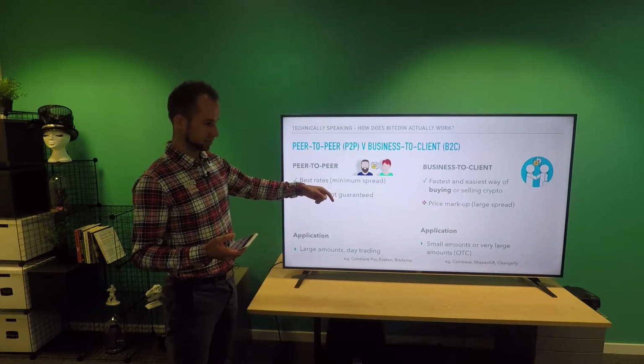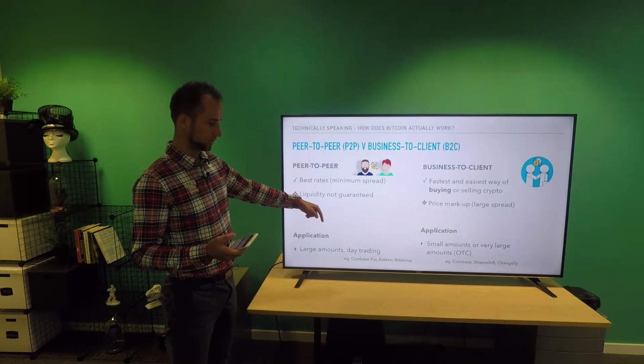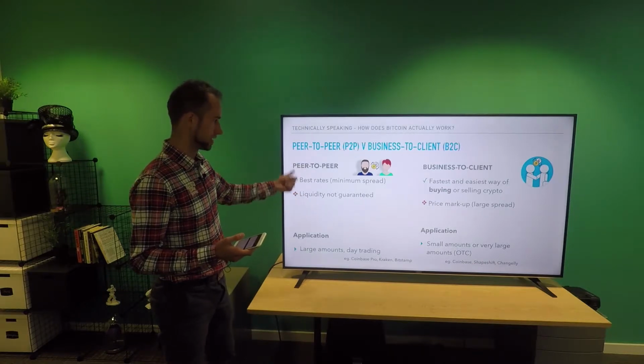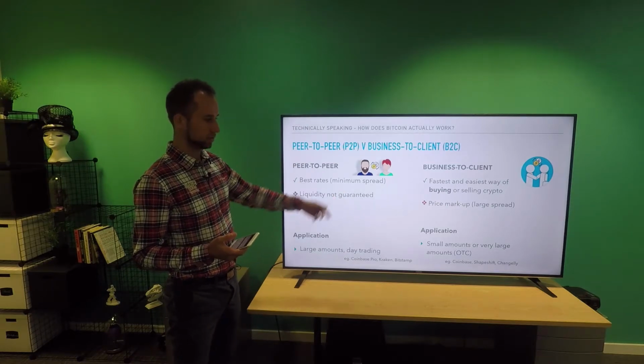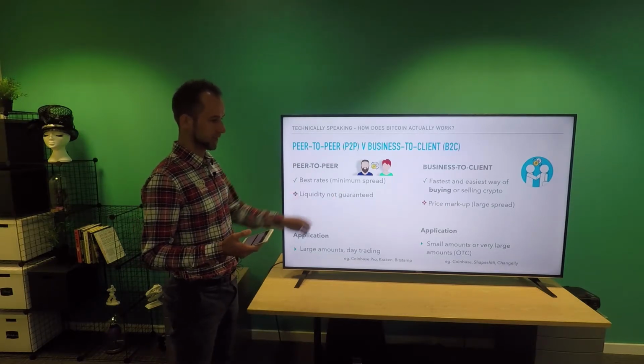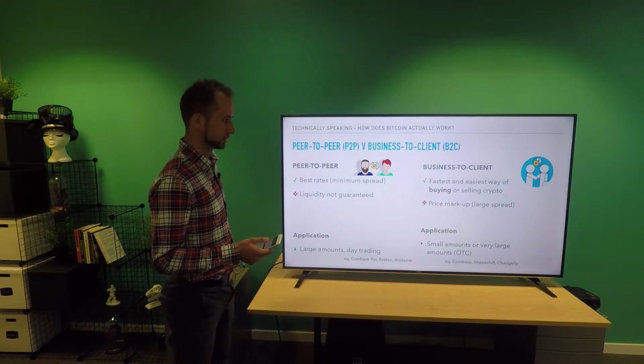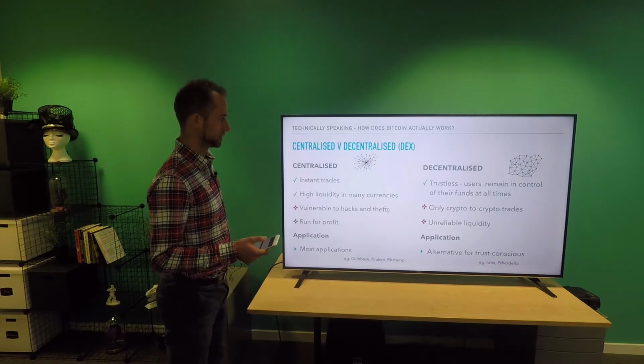And Coinbase Pro is a separate tool from Coinbase that caters to peer-to-peer trading. Coinbase is just normal B2C trading, and Shapeshift and Changelly are other examples of the B2C business model.